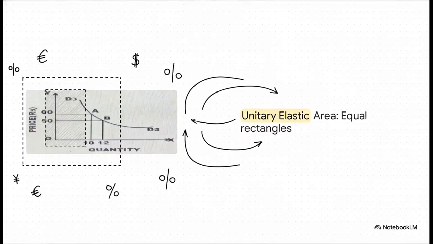If you graph this, you get two distinct rectangles. The first rectangle represents the spending at the higher price, and the second is the spending at the lower price. Because total spending remained at 600 in both cases, the geometric area of those two rectangles is perfectly equal.